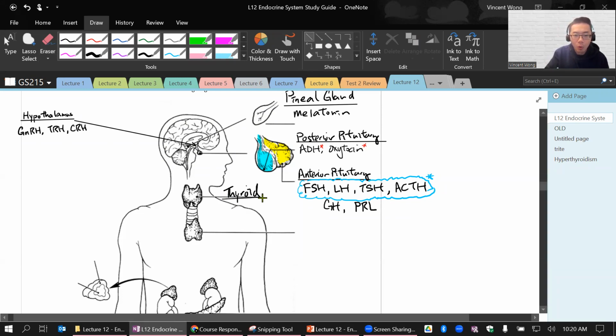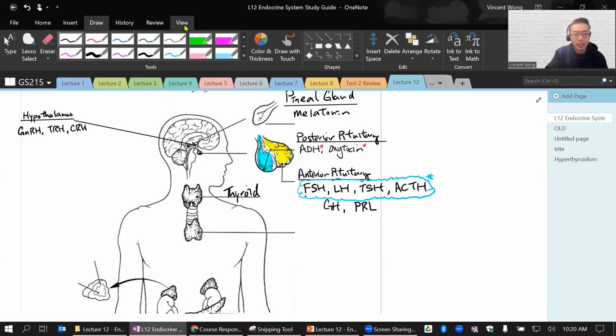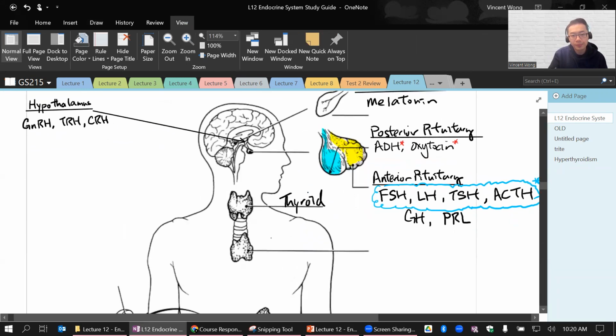How many hormones come out of the thyroid? Well, there are T3, T4, and don't forget the calcitonin. Don't forget the calcitonin.